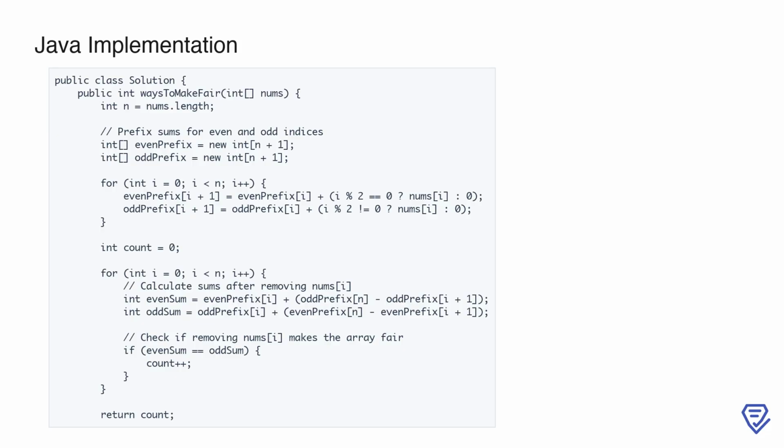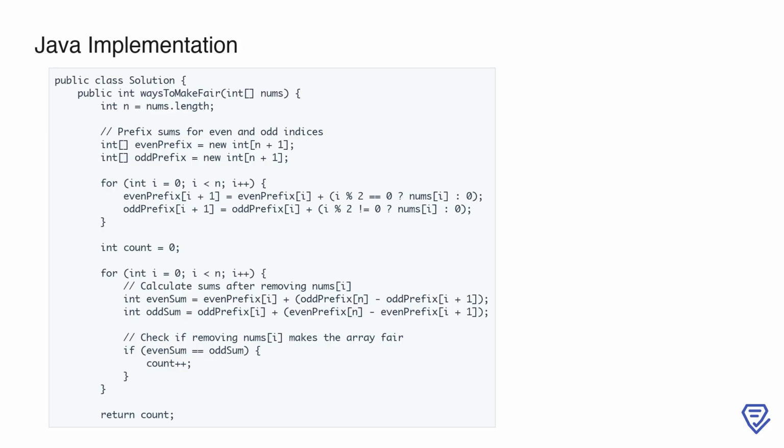Then, we initialize a variable count to 0, which will keep track of how many indices result in a fair array when removed. Another for loop processes each index i to calculate the sums of the remaining even and odd indices after removing nums[i]. Using the prefix arrays, we derive evenSum and oddSum efficiently. The evenSum is calculated as the sum of the even prefix up to i, combined with the odd prefix from i+1 to the end of the array. Similarly, oddSum is computed as the sum of the odd prefix up to i, combined with the even prefix from i+1 to the end.